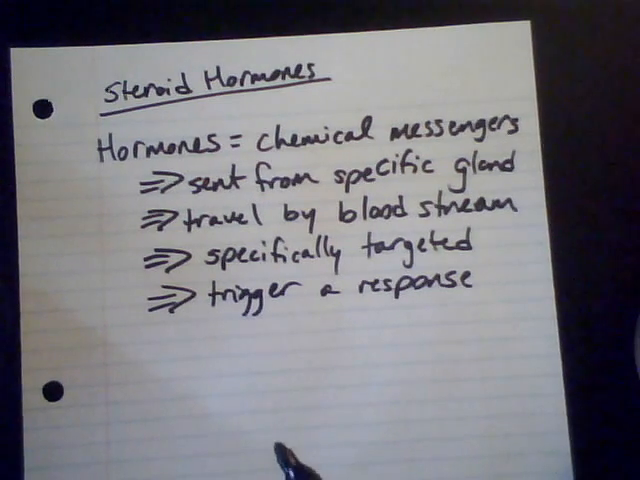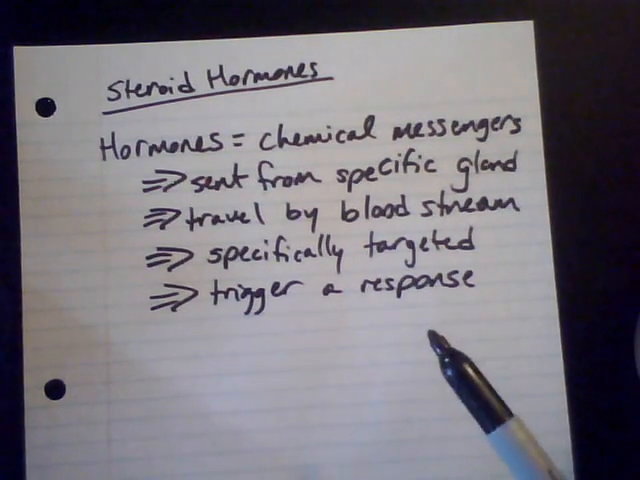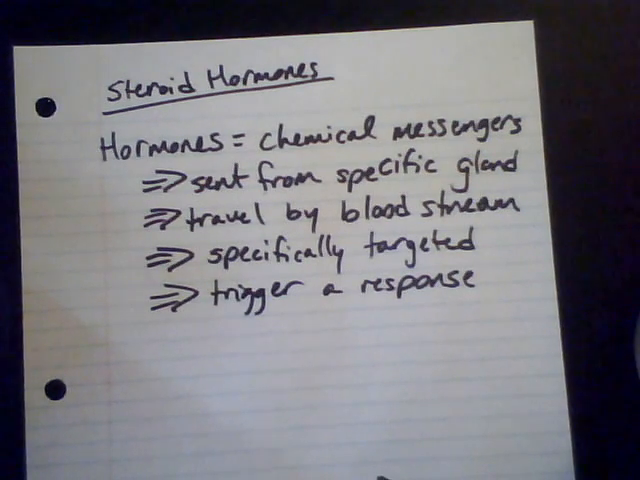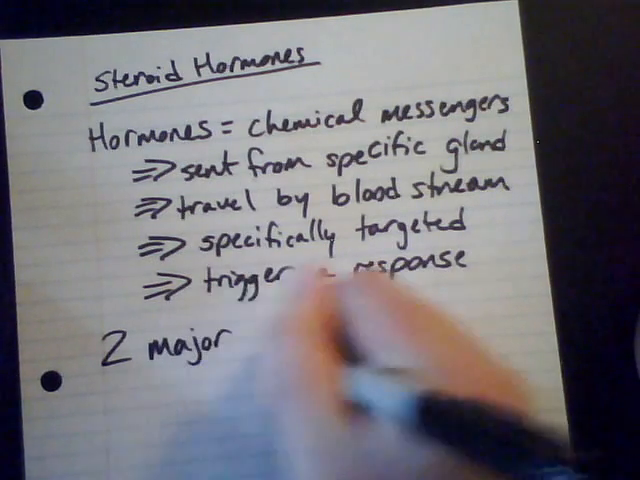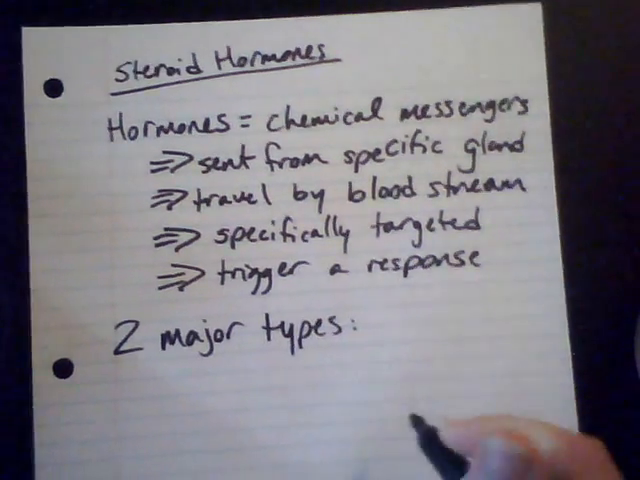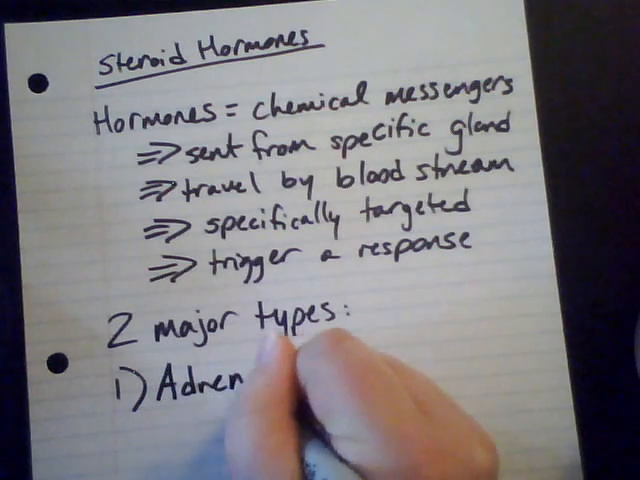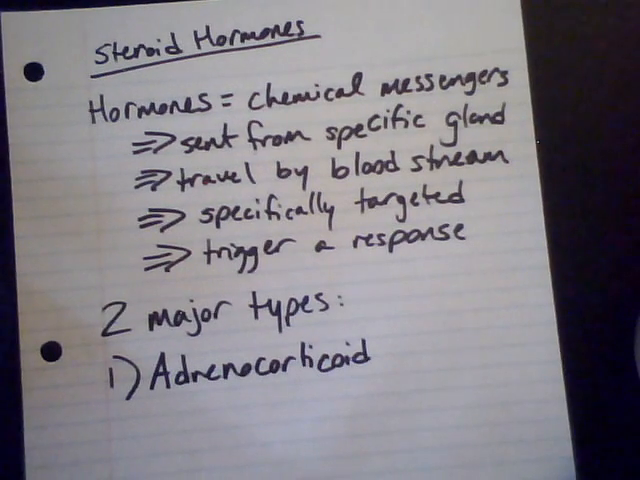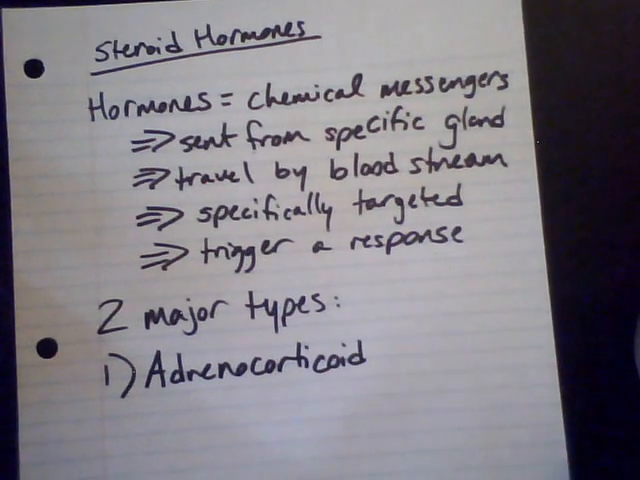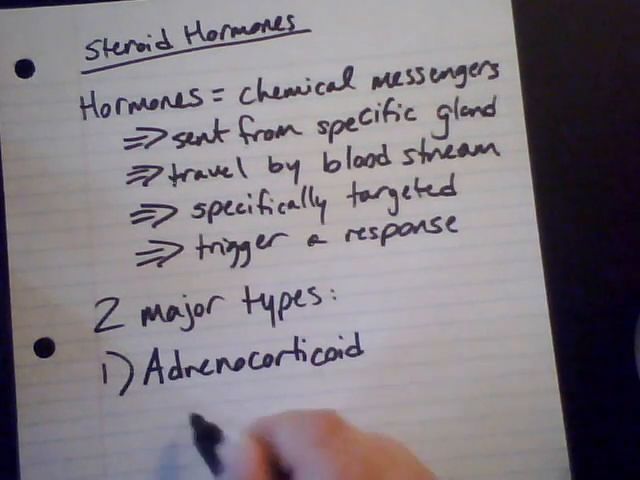So we have our hormones that have this specific backbone structure, and based on the stuff that's hanging off of those rings, that will trigger a specific response in specific tissues. And within these steroid hormones, there are two major types. The first that we're going to talk about are adrenocorticoid hormones. So adrenocorticoid hormones, that's a T. And these adrenocorticoid hormones come in the adrenal glands.